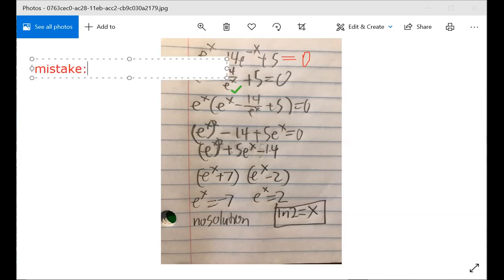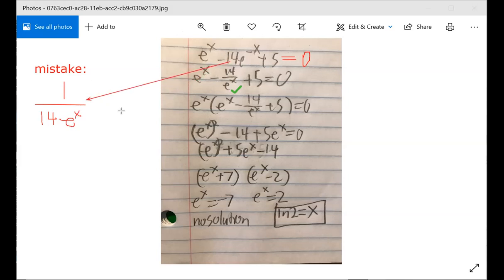Bailey did not make that mistake, but I'm going to show you the mistake I used to see. Some people will turn this minus 14 e to the power negative x and write it as 1 over 14 e to the power x. This is one of those very typical mistakes. I'm glad he didn't do that. Very good, so let's continue.